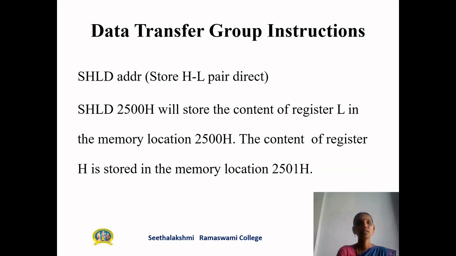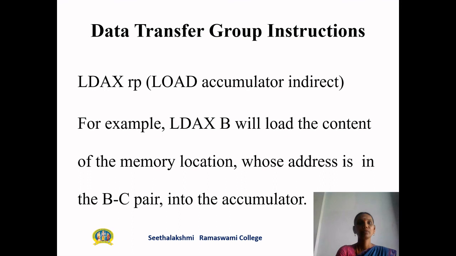Next one is SHLD address, store HL pair direct. For example, SHLD 2500 will store the content of register L into the memory location 2500 and the content of the register H is stored in the memory location 2501. The next instruction is LDAX register pair, load accumulator indirect.